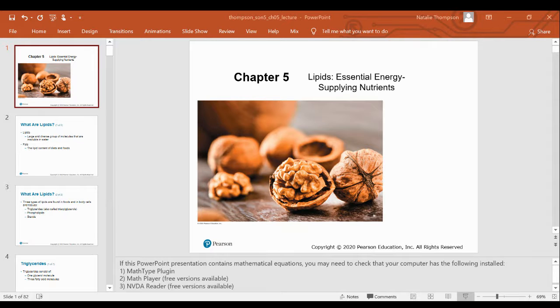Cis means the same. So in a cis orientation, and again, this is only talking about the site of the double bond, we're going to see that the hydrogens are occurring on the same side of the chain. So they're either both going to be below or they're both going to be above.